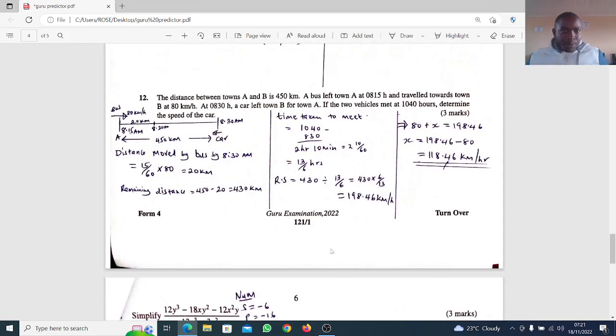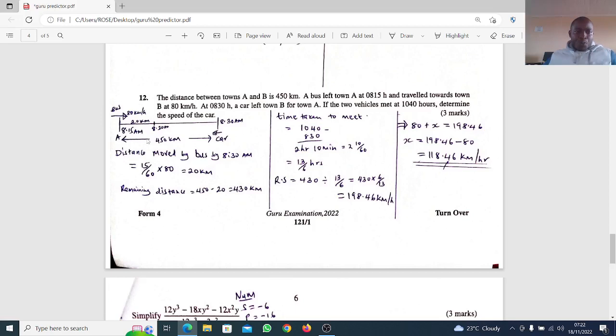The question is saying that the distance between town A and B is 450 kilometers. A bus left A at 8:15 a.m. and traveled towards town B at 80 kilometers per hour. At 8:30 hours, a car left town B towards town A. If the two vehicles met at 10:40 hours, determine the speed of the car.